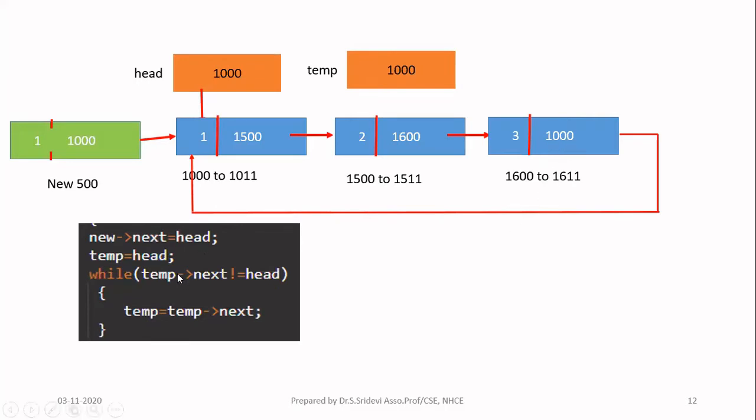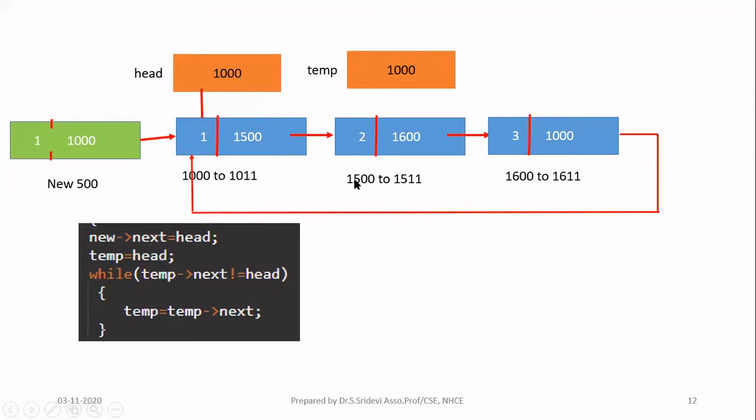So what you are doing is checking whether the next field of temp is not equal to head. If so, you have not reached the last node. Our aim is to reach the last node. If next of temp is not equal to head, we have not reached the last node. So to reach the last node, every time you need to update this temp. Now temp is nothing but next of temp. That is, previously temp is 1000. Now I will take this 1500. I have to store it in temp.